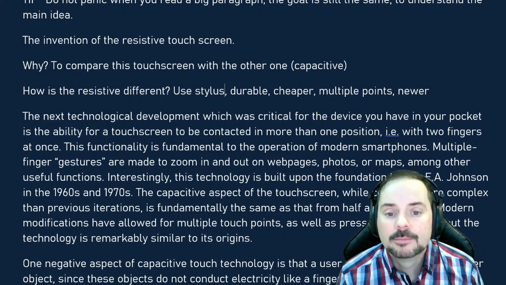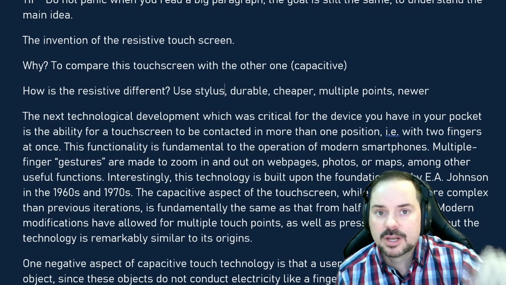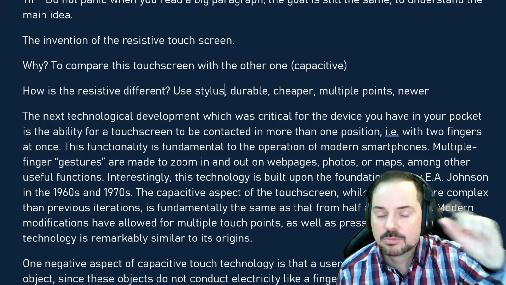So resistive. Does that make sense? Like a resistive touchscreen, you can just use with anything. You can use a rubber ball. You just need pressure. Okay.